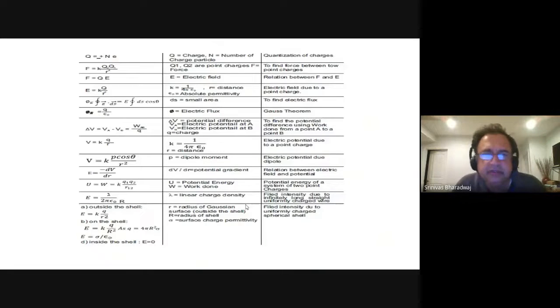That's what we want. So this is the formula sheet for electric charge. I'm assuming this is the second time you're learning this.